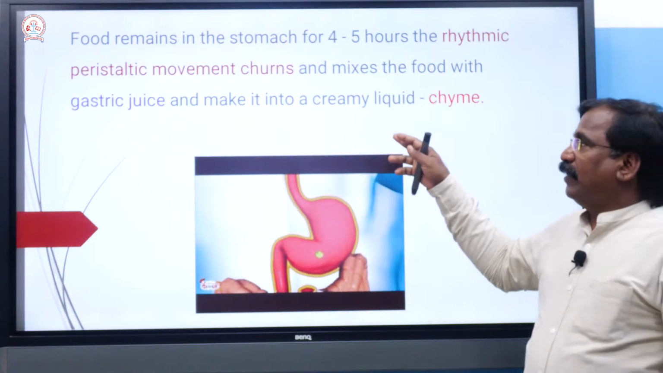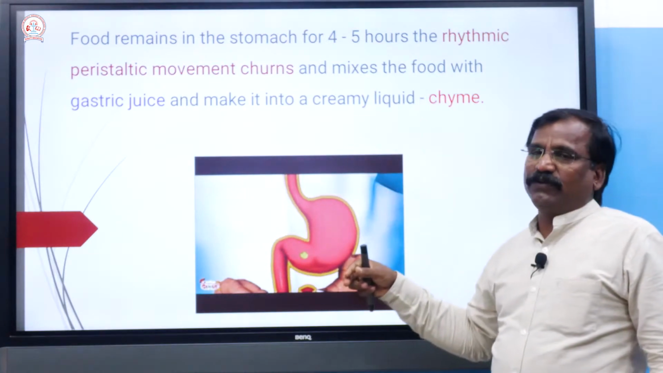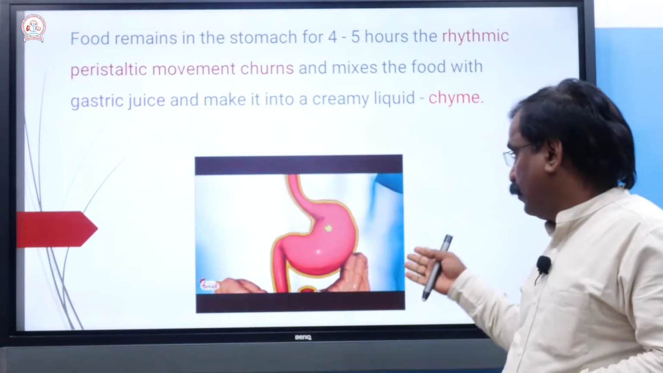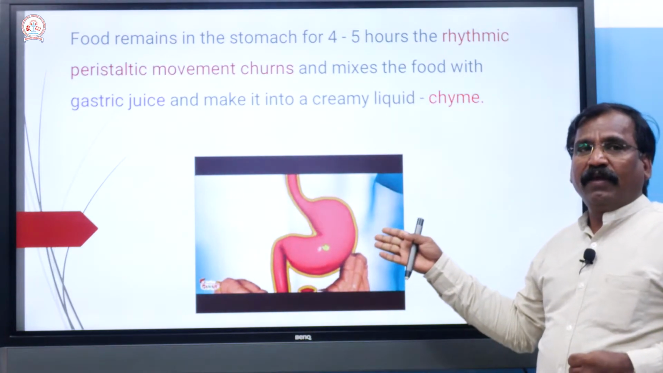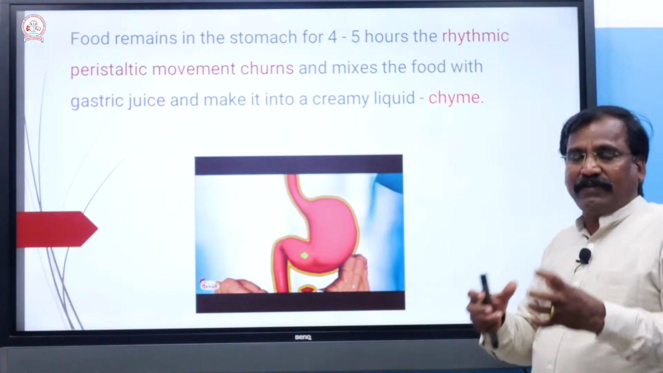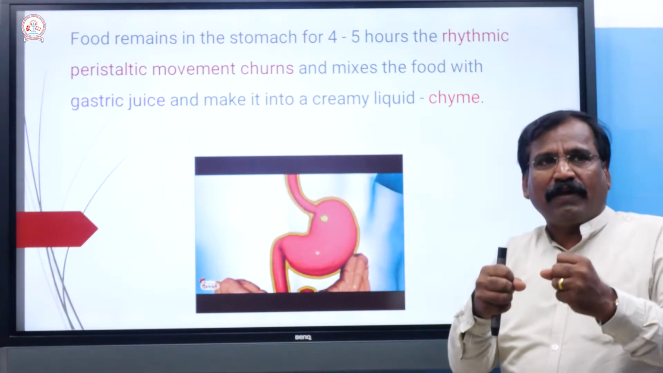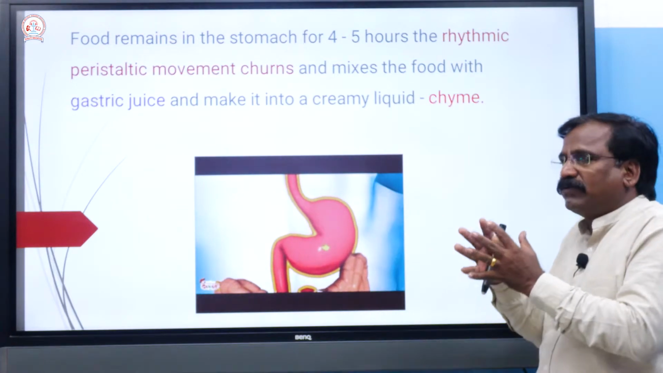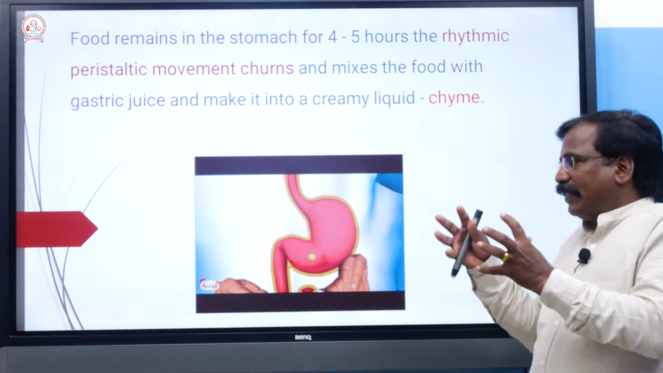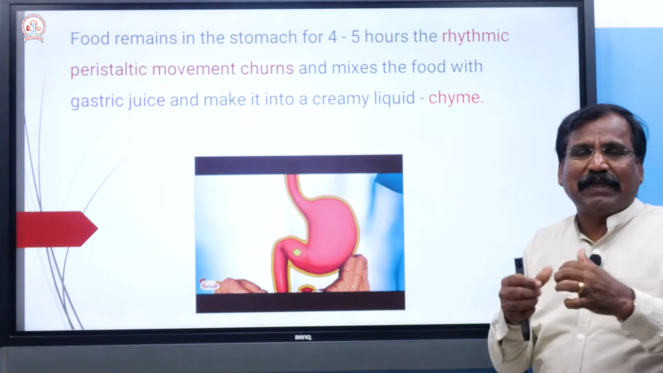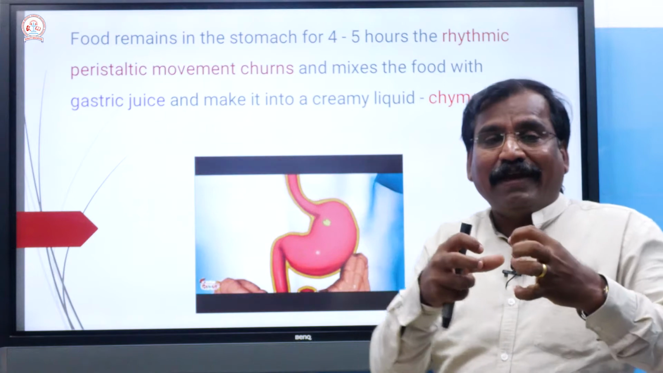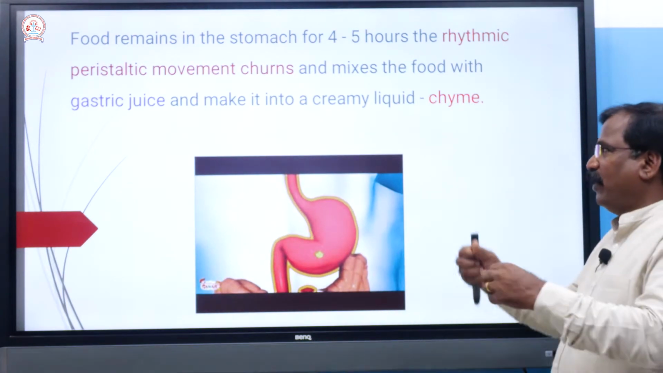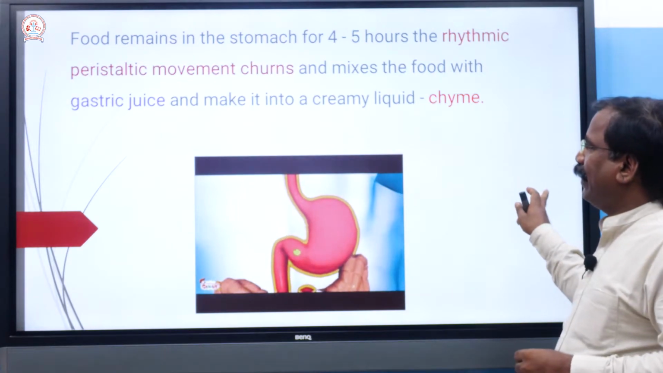By the peristaltic movement, that is called churning. See the movement. Like this, the stomach moves and wave-like peristaltic movements are produced. That is the churning process. It grinds the food by the action of body temperature, HCl and enzymes, everything, and the food is converted into a creamy liquid. It is called chyme.